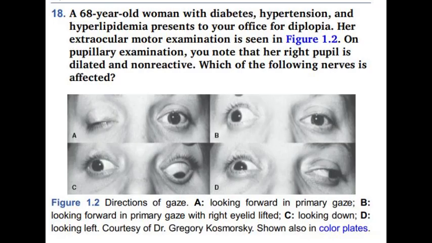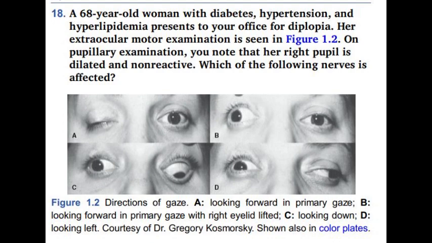So we have A, B, C, and D. A is her looking forward in the primary gaze. Now, when she's looking forward unassisted in the primary gaze, her left eye seems okay, but the right eye has a significant ptosis. She can't even open that eyelid.